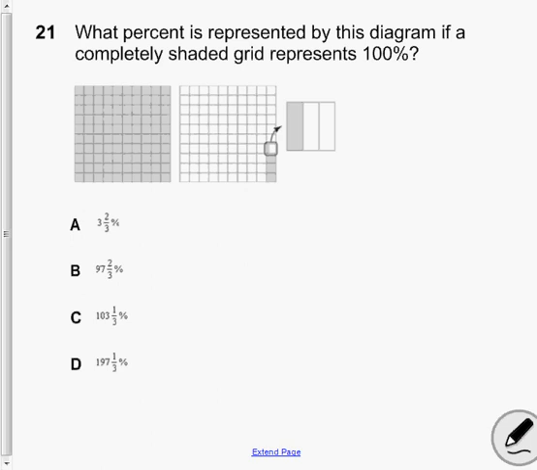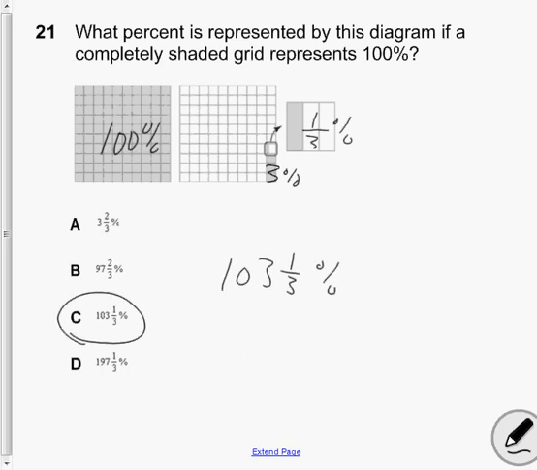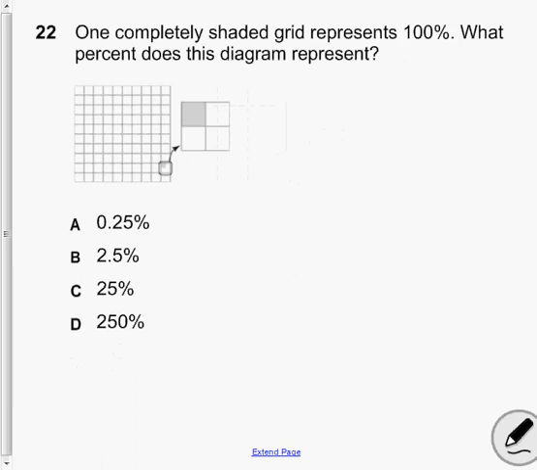B, 25.5. What percent is represented by the diagram if the completely shaded grid represents 100%? So this is 100%. This would be 3%. And this would be a third of a percent. So your answer would be 103 and a third percent, which is right here. If this is 100%, this would only be a quarter of a percent, because they're not even 1%, it's a quarter of a percent, which as a decimal is a quarter of a percent.